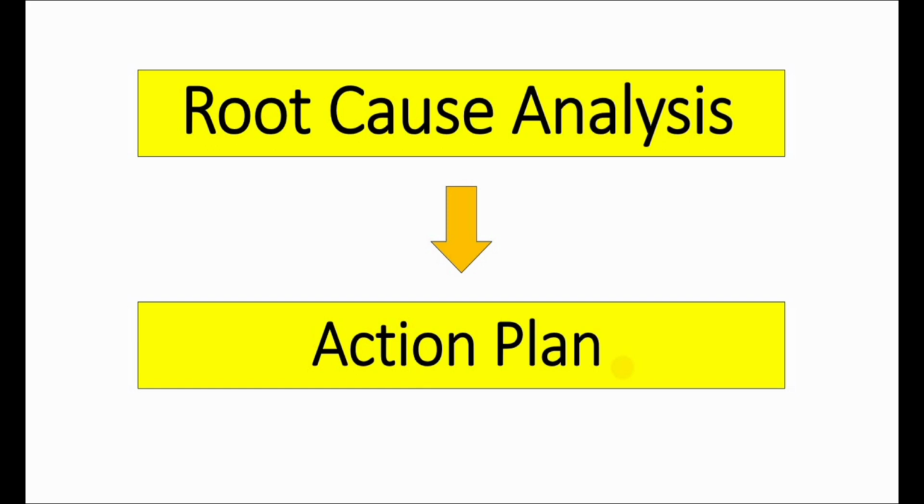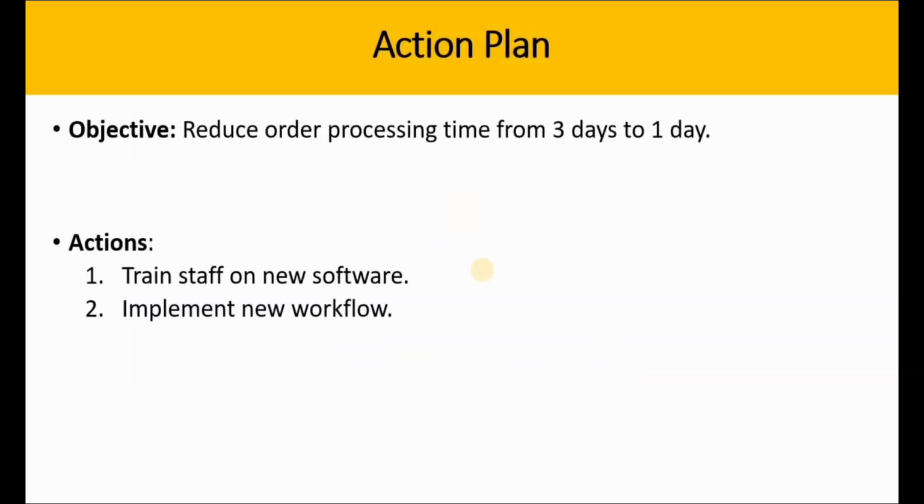Creating an action plan involves detailed steps to implement solutions. For example, a company was facing the problem of order processing time. It should be 1 day, but due to some causes, it always gets delayed to 3 days. Now the company has found the causes by performing the root cause analysis and is ready to implement some action plans. Here is the detail of how the company should implement the action plan.